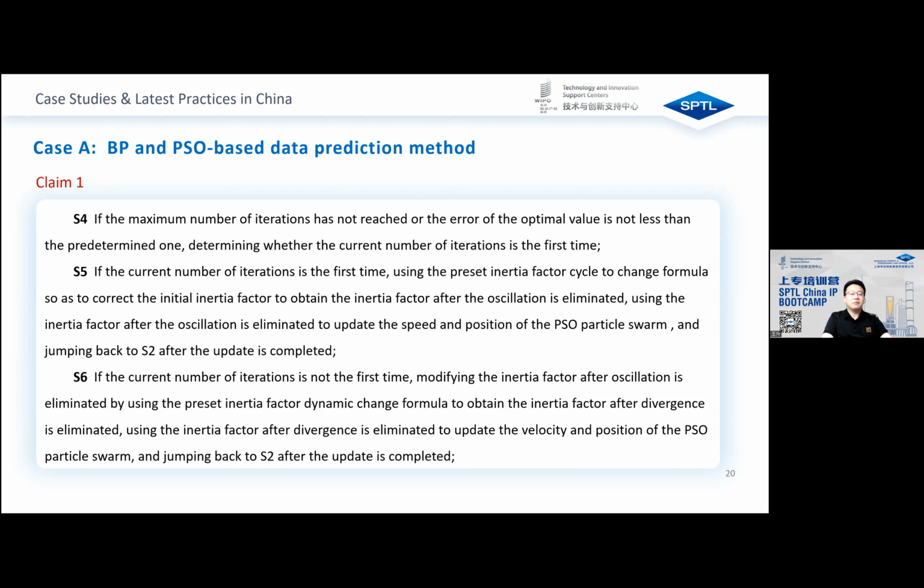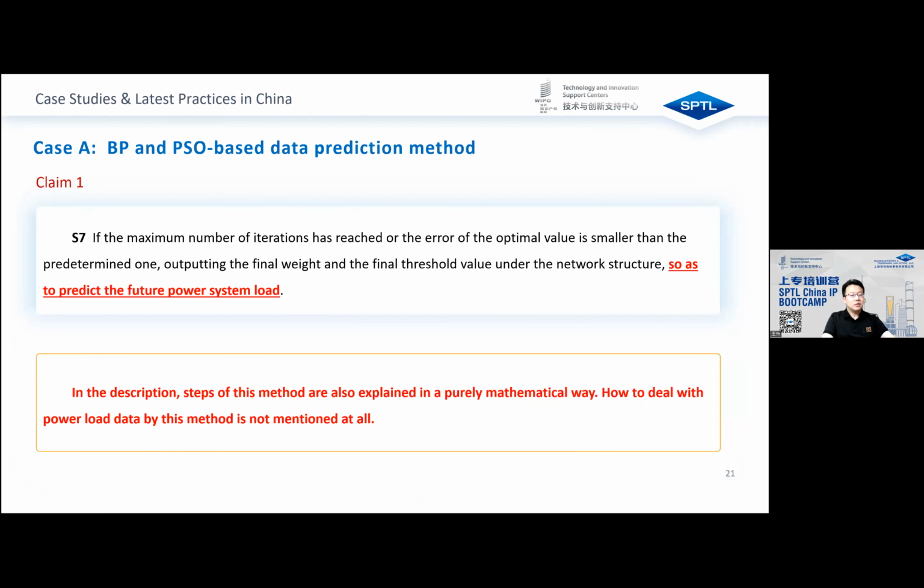As a result, people cannot learn from this step how power system load is practically predicted by this algorithm. Additionally, in the description, steps of this method are also explained in a purely mathematical way. How to deal with power load data by this method is not mentioned at all.